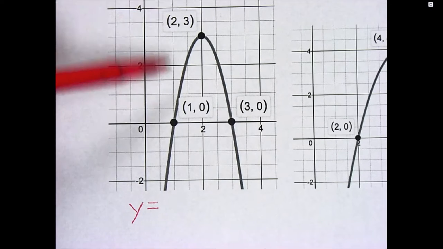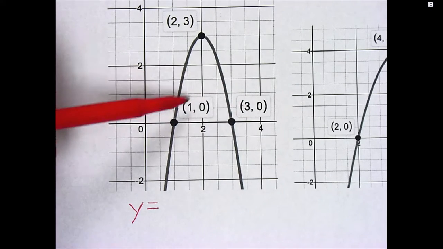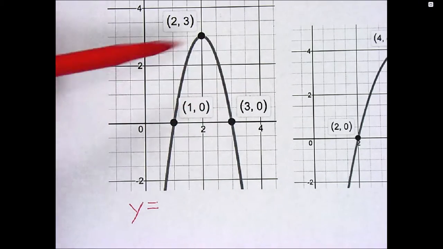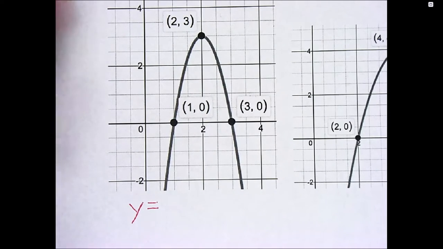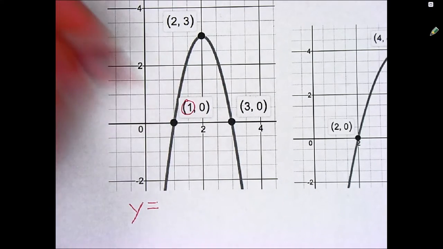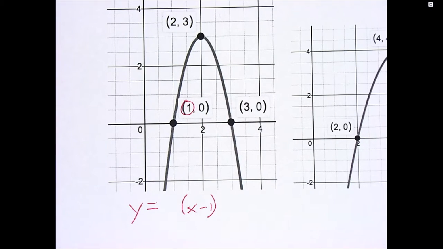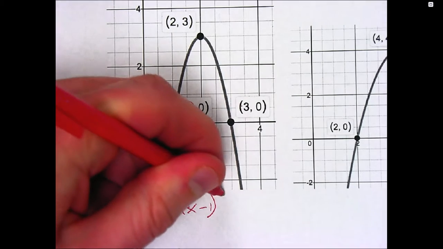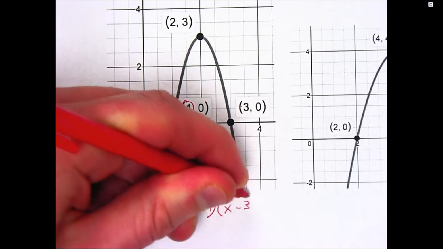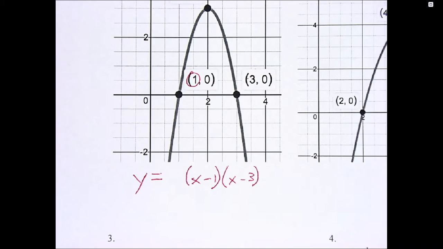And you'll be off to the weekend. So the first thing we're going to do is look at the x-intercepts, and we remember that the x-intercepts lead to the factors, but it's backwards. So if 1 is an x-intercept, then x minus 1 is the factor that goes with it. And if 3 is an x-intercept, then x minus 3 is the factor that goes with it.